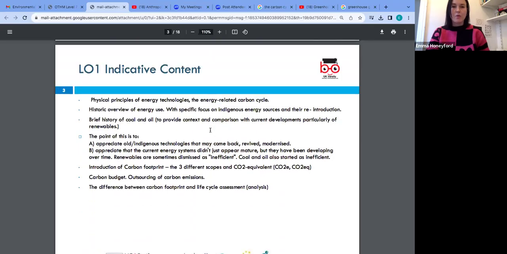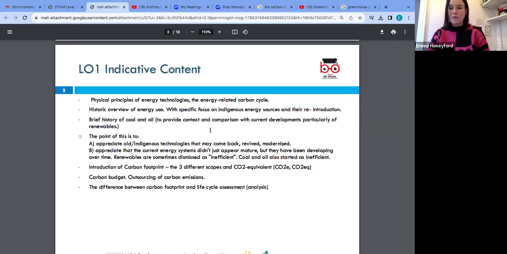For learning outcome 1, the indicative content is based on the below. We have the physical principles of energy technologies and the energy-related carbon cycle. We'll go over that. The history overview of energy use: there is a historical background to energy use, and it's important to understand how that's impacted where we are today and its connections to global policy, with specific focus on indigenous energy sources and their reintroduction.